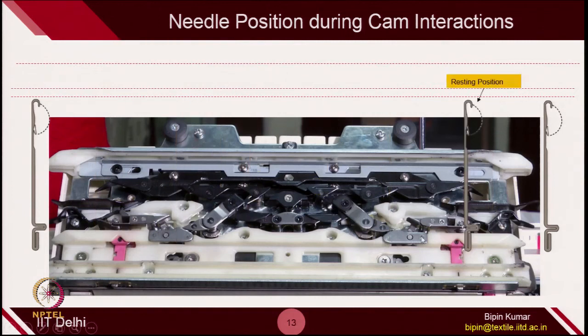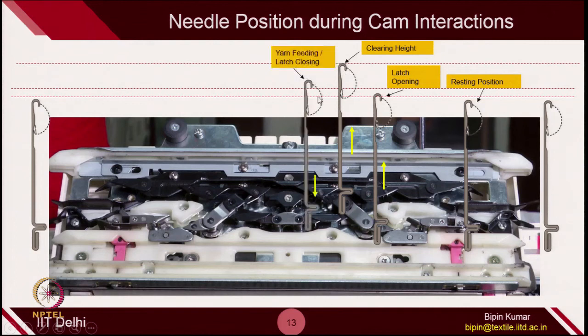It starts from the resting position, again it hits here, and the latch starts opening, then it hits the clearing cam, and at this moment the old loop comes out and is raised to the maximum height. Now it is catching the new yarn, and since it is going downward, automatically the old loop starts closing the latch because it is underneath the latch. After that it hits the stitch cam, and you can see here it is showing the downward movement. Now the latch is closed completely, and because of that the old loop is knocked out from the needle completely and the new yarn is still locked in the latch and head.